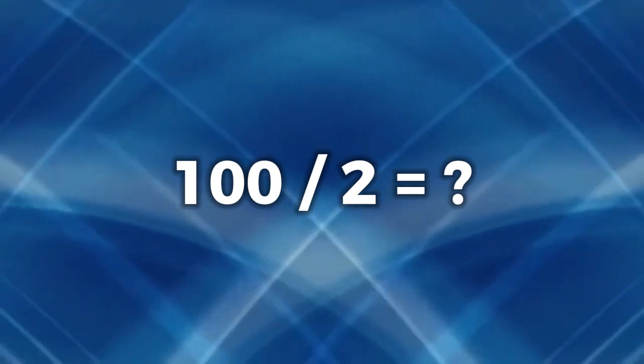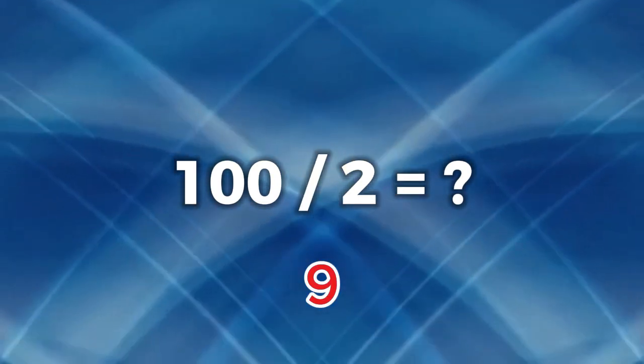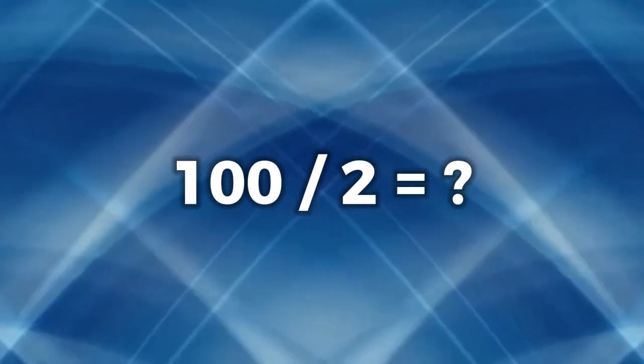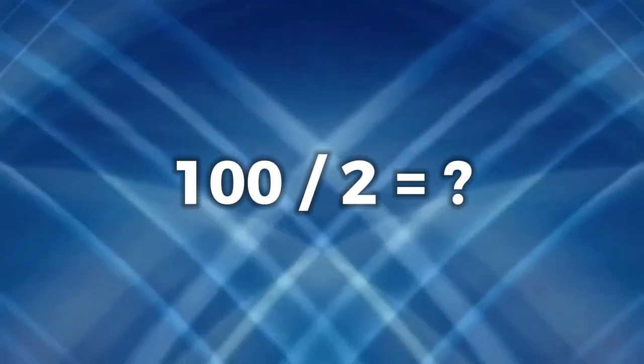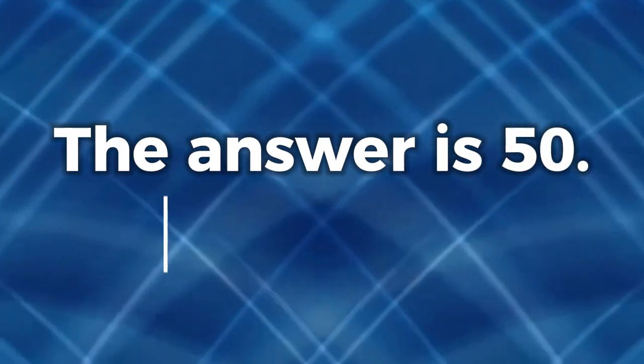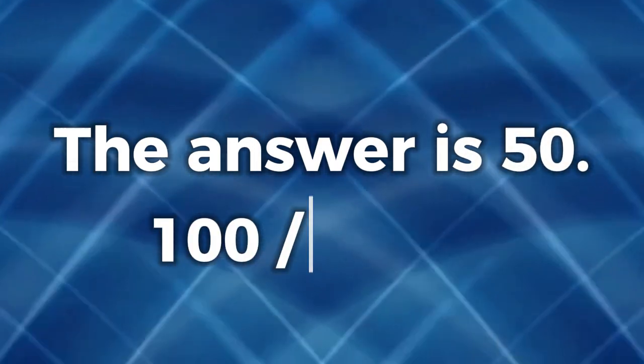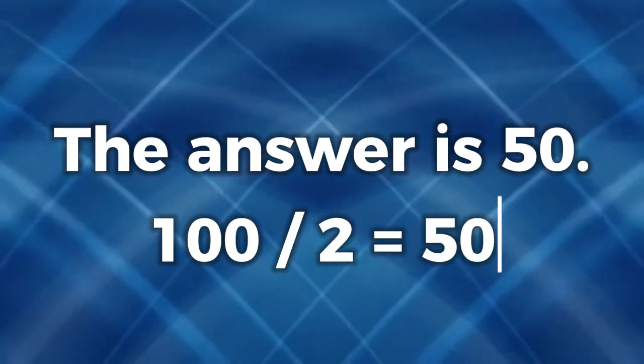What is 100 divided by 2? The answer is 50. 100 divided by 2 is equal to 50.